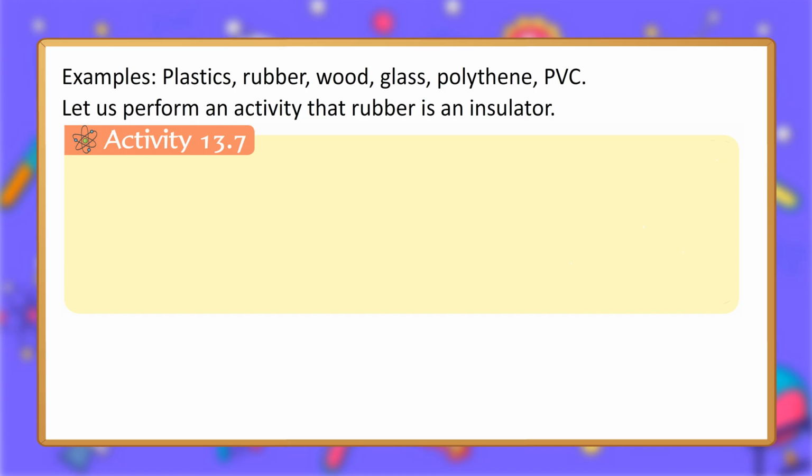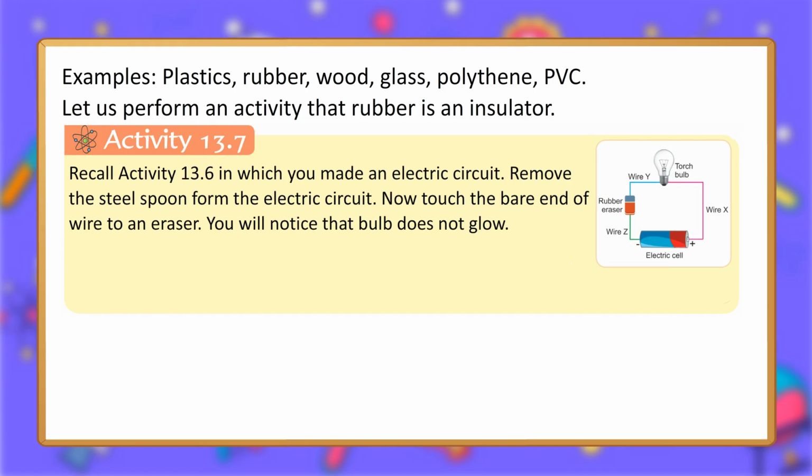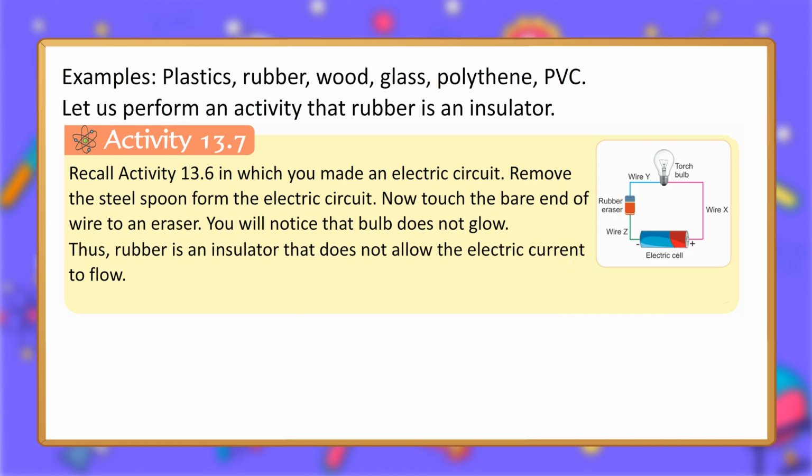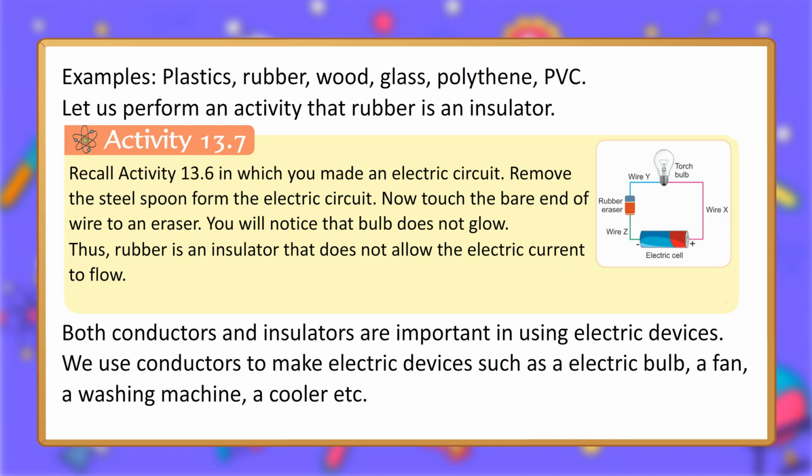Activity 13.7. Recall activity 13.6 in which you made an electric circuit. Remove the steel spoon from the electric circuit. Now touch the bare end of the wire to an eraser. You will notice that the bulb does not glow. Thus, rubber is an insulator that does not allow the electric current to flow. Electric cell. Torch bulb. Wire X. Wire Z. Rubber eraser.